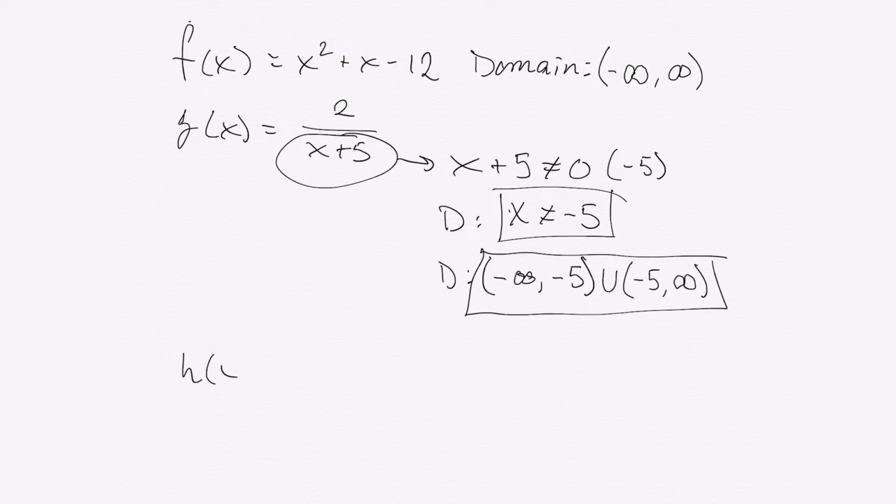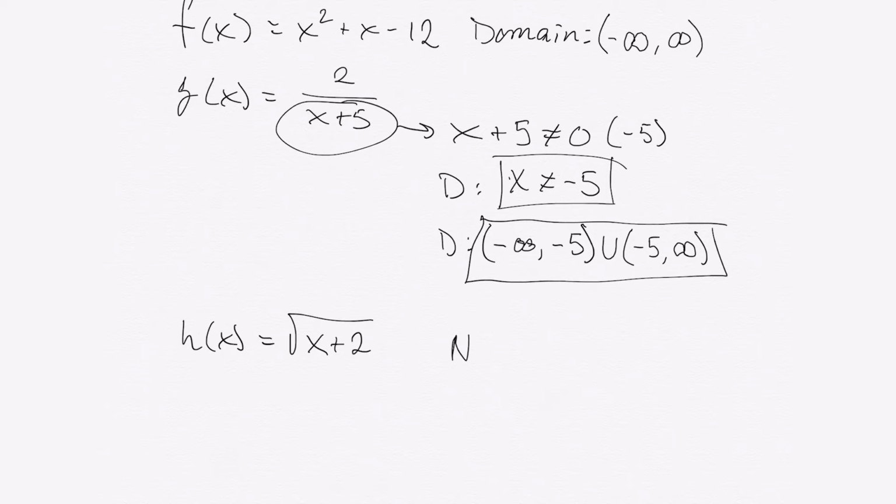Let's look at one other function. We'll call this one h of x, and it's equal to the square root of x plus 2. When we're taking the square root of a number, we can definitely take the square root of a positive value. We can take the square root of 0. Note, the square root of 0 equals 0 because 0 squared is equal to 0.